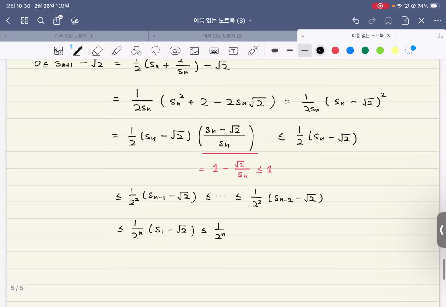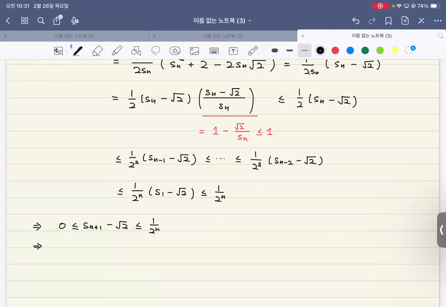So consequently, the difference between the term S_{n+1} and square root of 2 is bounded below by 0 and bounded above by this number. Now it is time to make use of the squeeze theorem. Because of the squeeze theorem, this middle quantity tends to square root of 2. Isn't it great?